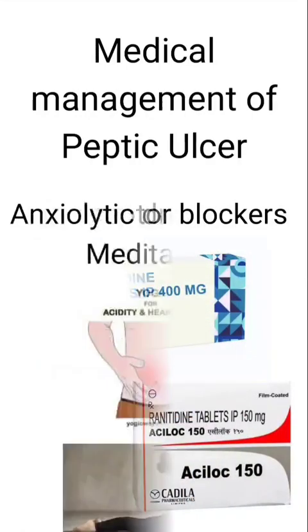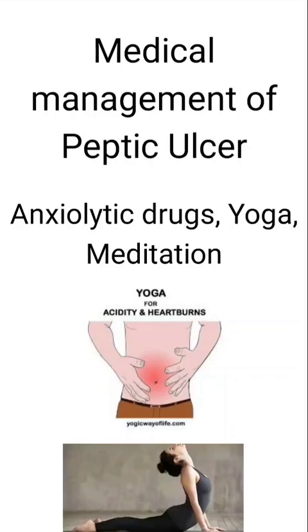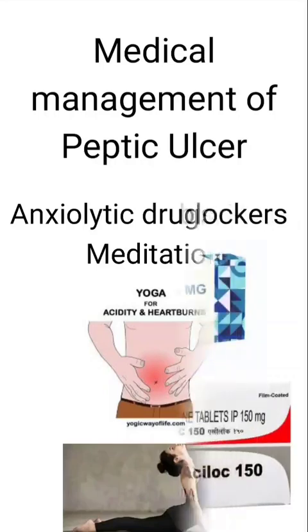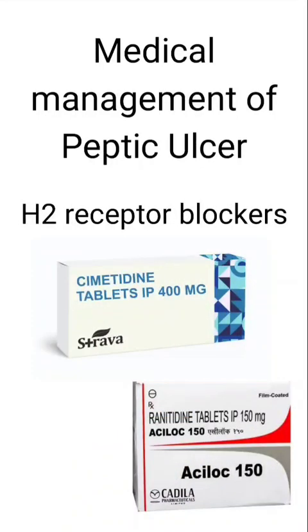The second is anxiolytic drugs, yoga, meditation. They all relieve stress and thereby reduce the production of acid. Third is H2 receptor blockers. Now, what are H2 receptor blockers? These are histamine receptor blockers. These drugs block the effect of histamine on acid secretion.